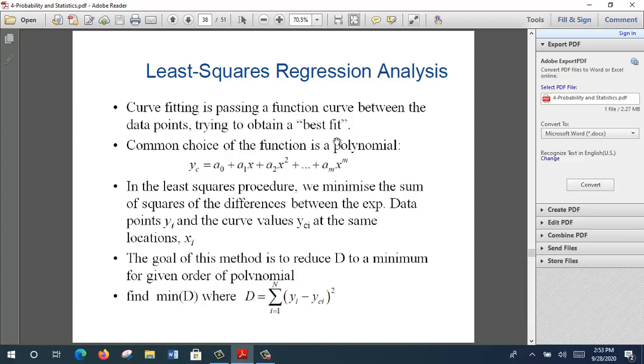For example, a common choice of function is the polynomial, which is this. In the least square procedure, we minimize the sum of squares of the difference between experimental data points and the curve value yci at the same location. The goal of this method is to reduce d to a minimum for a given order of polynomial.